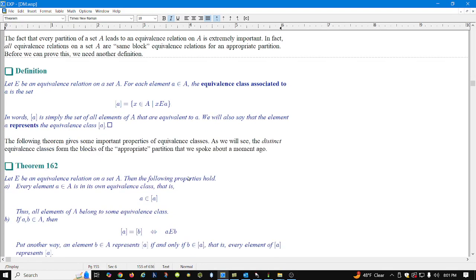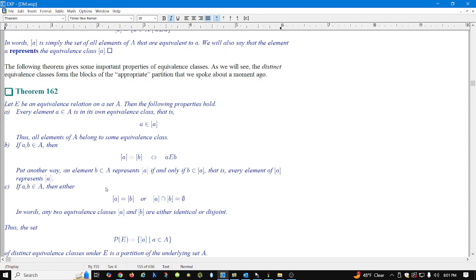The following theorem gives critical properties of equivalence classes. This may take a little while to get comfortable with. It's a bit abstract, so don't panic. It may take you a while to get comfortable with this, as it does for, I would say, by far most of my students.